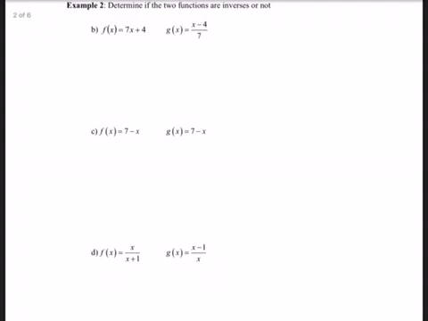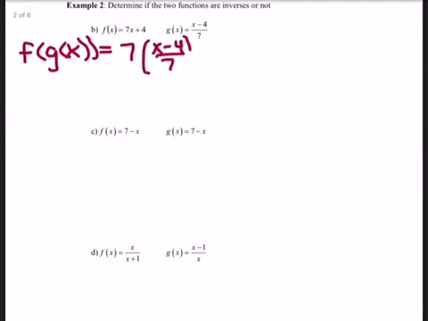Let's do another one. Let's look at f of x is equal to 7x plus 4, and g of x is equal to x minus 4 all over 7. So I'm going to start with f of g of x. So I'm going to insert g into f, so I have 7 times the quantity x minus 4 over 7, and then plus 4. The 7's are going to cancel, so I get x minus 4 plus 4, which is x, so it worked on this side.